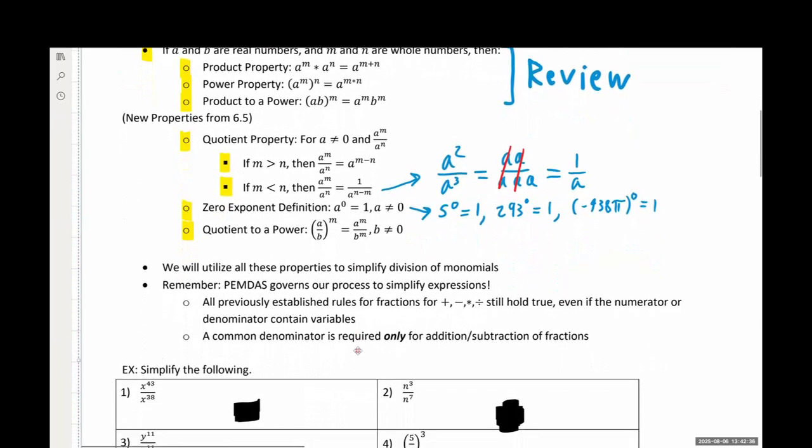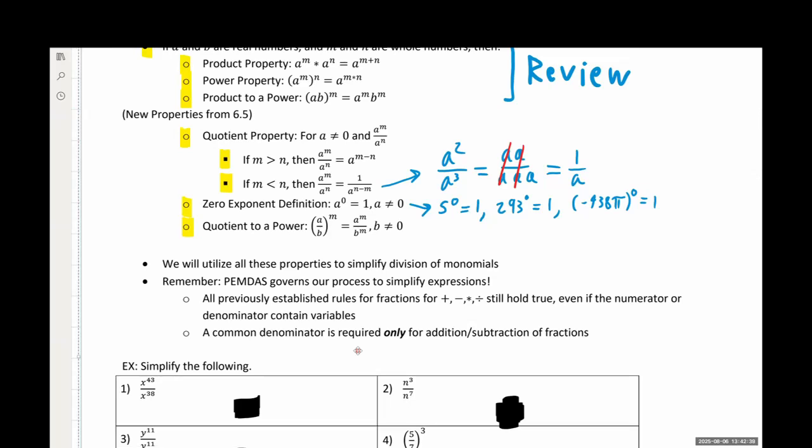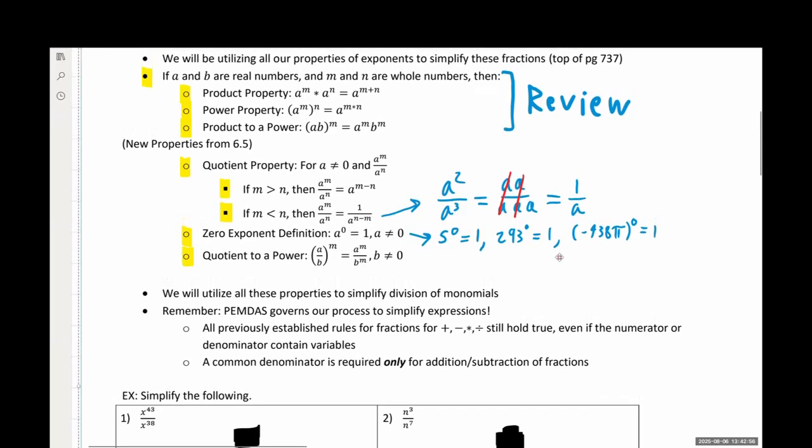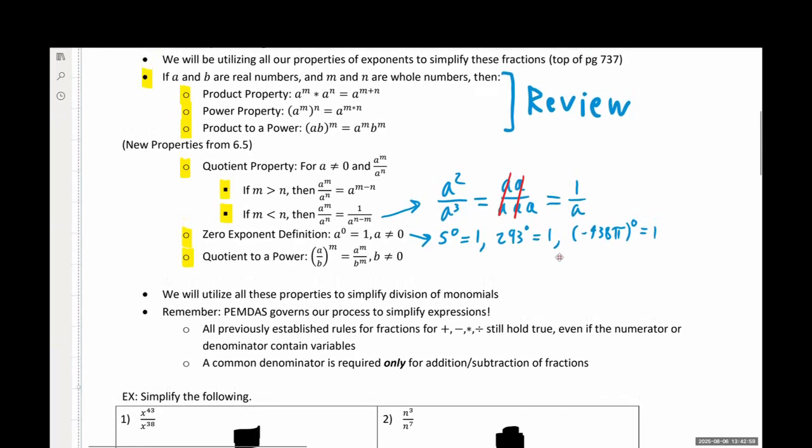Couple reminders before we get into our examples: we will be utilizing all of these properties to simplify division with monomials. Every single one of these will be showing up in the problems, and we apply them in different ways. I recommend, as we are going through these problems, slow way, way, way down and just use and apply one of these properties at a time as you are going through problems.